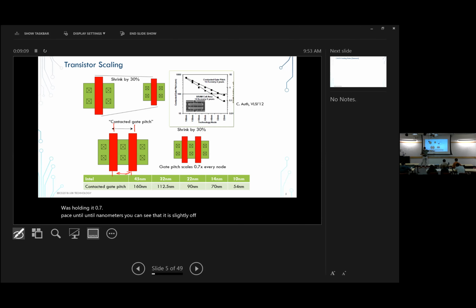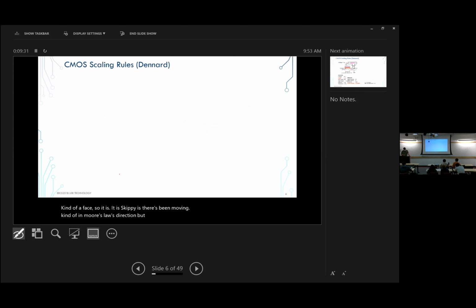Then, this is not 0.7. This is not 0.7, you can eyeball it. So then we got back to 0.7, kind of a pace. So it is skippy. It has been moving kind of in Moore's law's direction, but not quite. We'll talk a little bit about that.